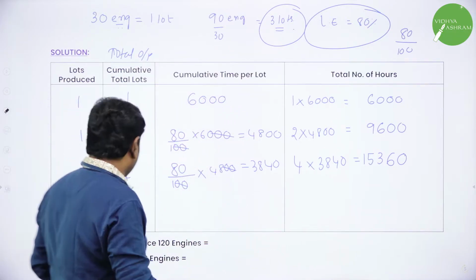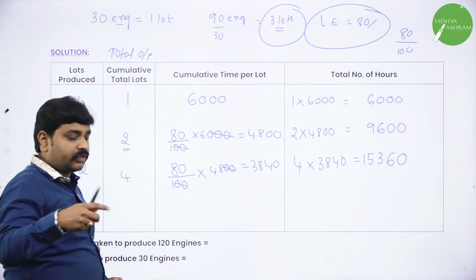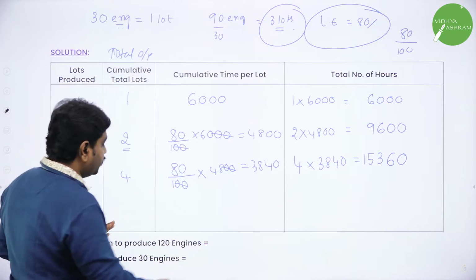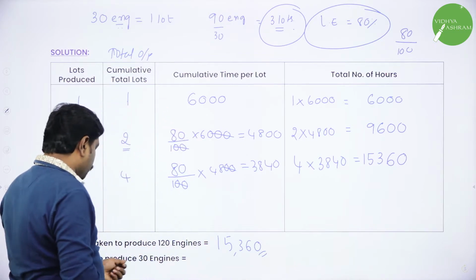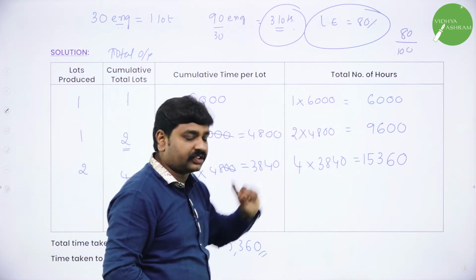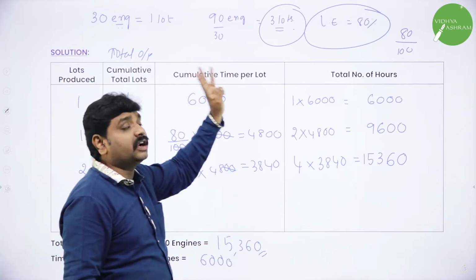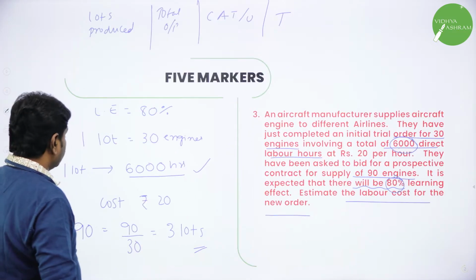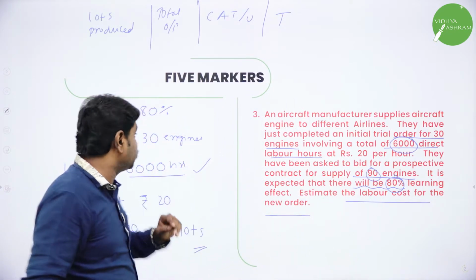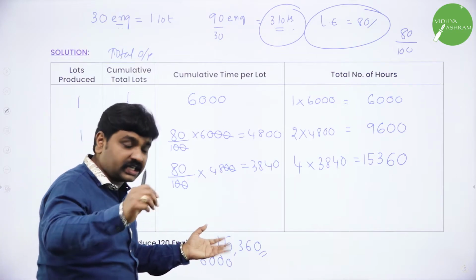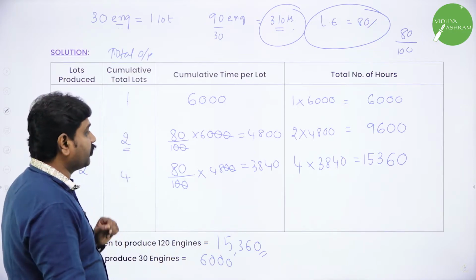Now please understand, total time taken to produce 120 engines, that is 4 lots, will take 15360 hours. And time taken to produce 30 engines, 1 lot, is 6000. I am writing on the board. Now we need to find time for 3 lots. When you read the question, they want time for 90 engines. 90 engines means 3 lots. We got 4 lots. When we constructed the table, we got 15360 for 4 lots. So from 4 lots, if I subtract 1 lot, I will get the remaining.